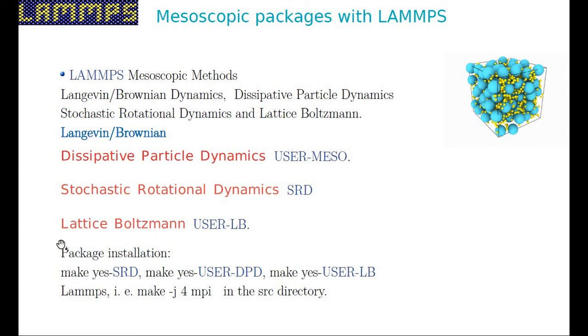So the installation of these packages is very simple. So in the source directory of your LAMMPS installation, you only have to make the packages by using the syntax make yes and the name of the package. For example, make yes SRD, make yes user DPD, and make yes user LB. After that, you have to compile the executable file. In this case, we use the MPI executable file.